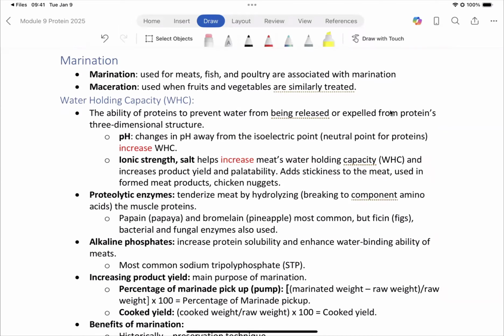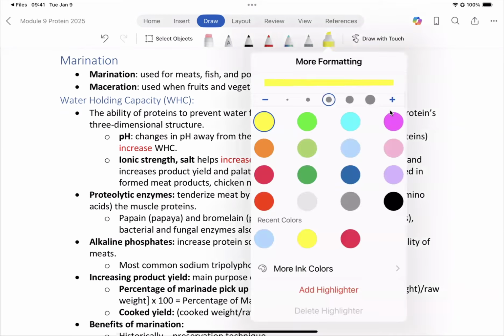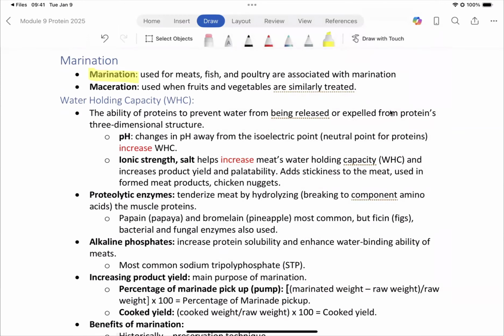This section talks about marination and maceration. Right? So marination is for meat, fish, and poultry. Maceration is the term that's used for fruits and vegetables as they're aged and similarly treated.